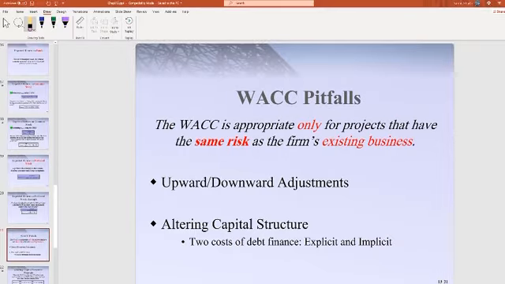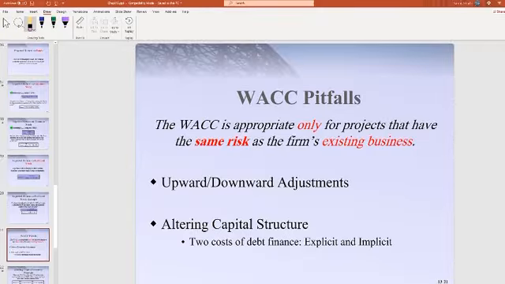Now there is some theory here about WACC, then we'll move to the evaluation. WACC pitfalls: sometimes the WACC is appropriate only for projects that have the same risk as the firm's existing business. What does this mean? If the current WACC equals 10%, we can use this WACC to value a future project only if the risk of the future project is the same as the risk of the existing project, because WACC reflects the risk of the company. If the future project has higher risk compared to the current project, then we need to recalculate WACC.